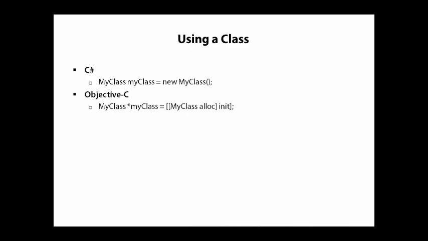So using a class, we talked about this before. In C Sharp, it's very straightforward. You do new MyClass. In Objective-C, remember, we declare a pointer, and here we're doing it all on one line. We have our declaration of the pointer to MyClass. We allocate it, we initialize it, and we assign it to the pointer.